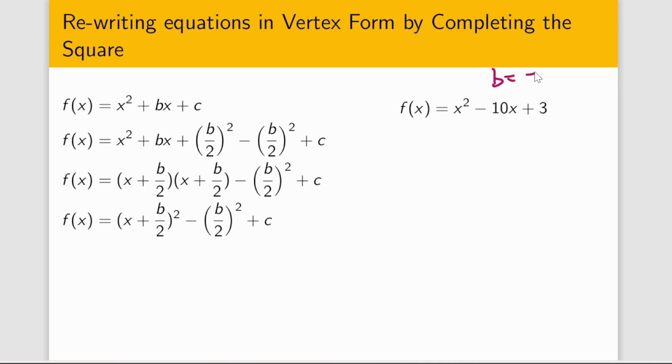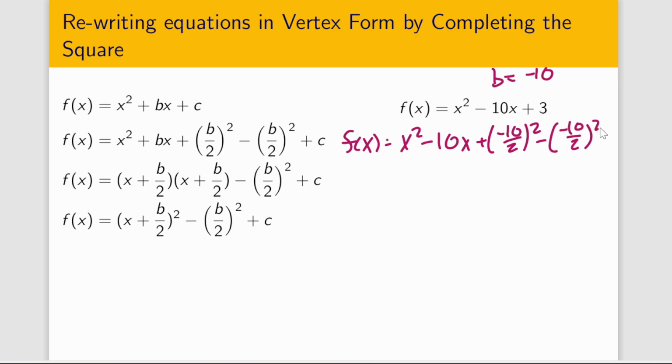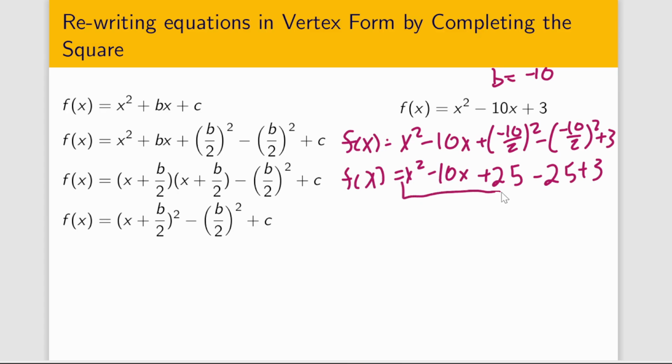First thing you want to do is identify what b is, in this case -10. So here I want to go ahead and expand out that we have x squared minus 10x plus -10 over 2 all squared minus -10 over 2 all squared plus 3. Then I want to note what that actually is. -10 over 2 gets us -5, all squared is plus 25. -10 over 2 is -5, all squared, again 25. So I've really just fancily added 25 and then subtracted it right away.